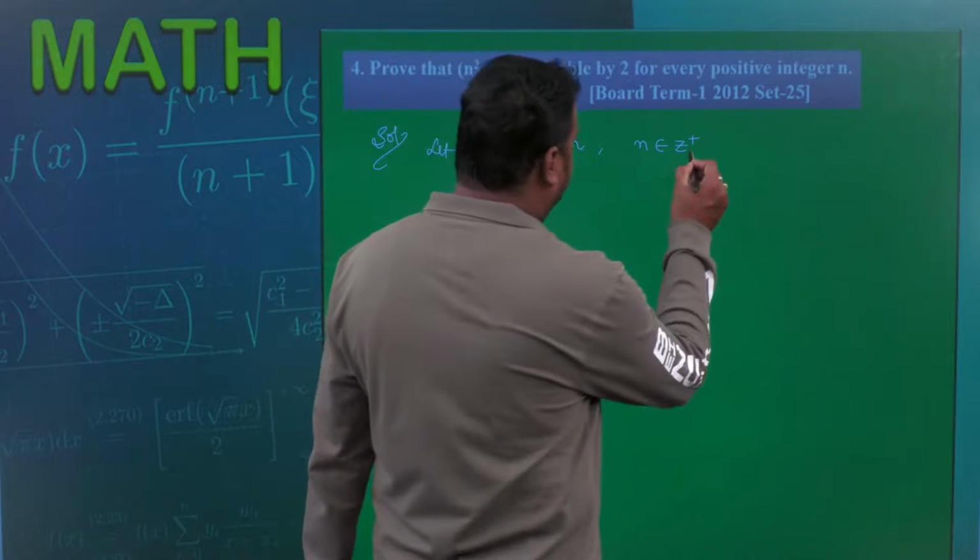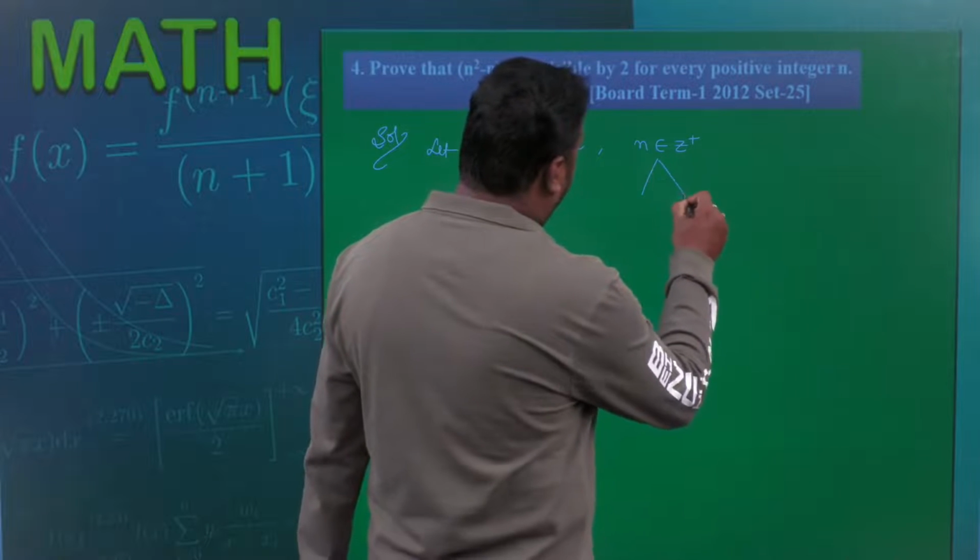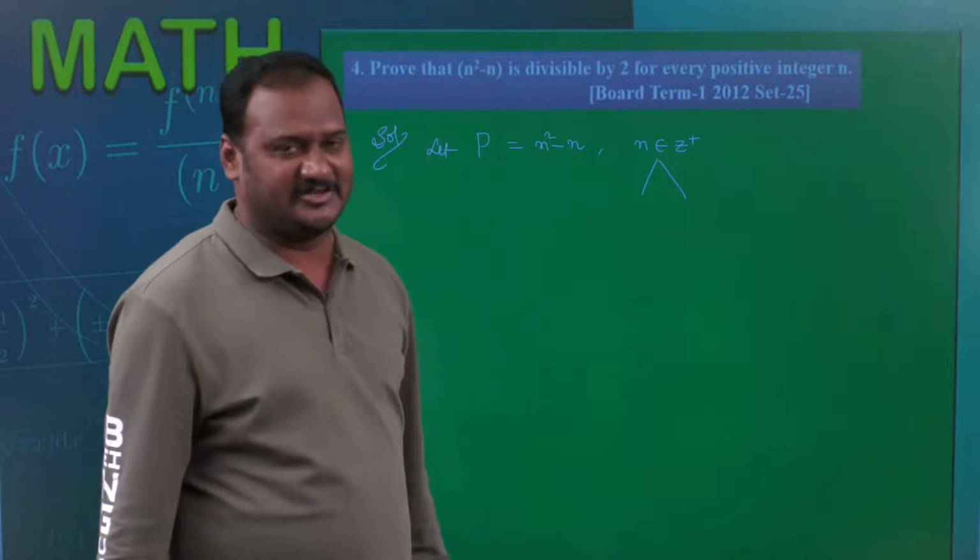Since n is being a positive integer, I have two types of positive integers. What are those two types of positive integers?